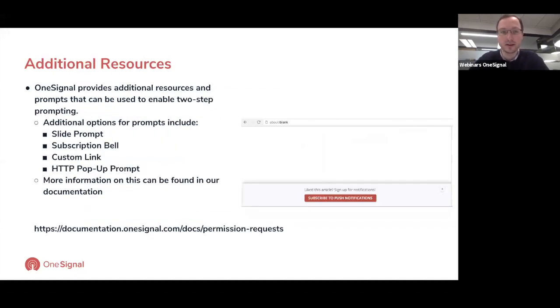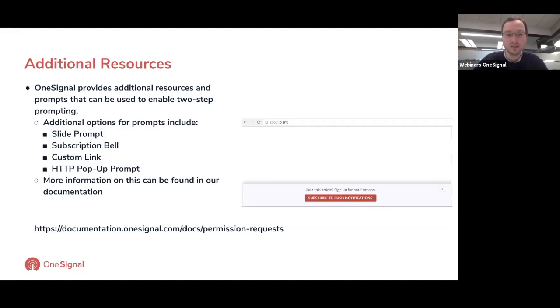We also provide a variety of additional resources and prompts in our documentation at OneSignal. So as you saw, there's sort of the basic implementation of the slide prompt, subscription bell, custom link, or the pop-up prompt. But we also provide custom code, so you can really fine-tune when these different prompting mechanisms are shown, at what frequency. We've also seen some of our clients implement things like and then giving them a coupon code in exchange for allowing notifications from the website.